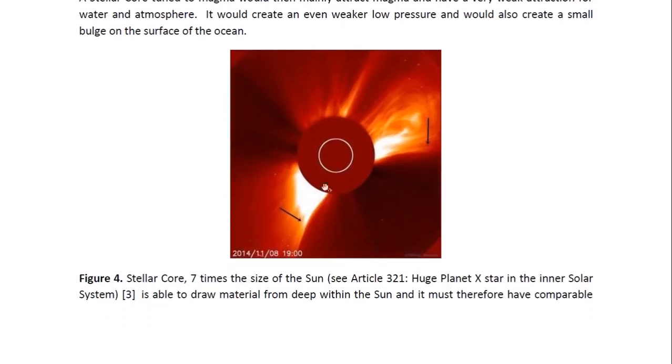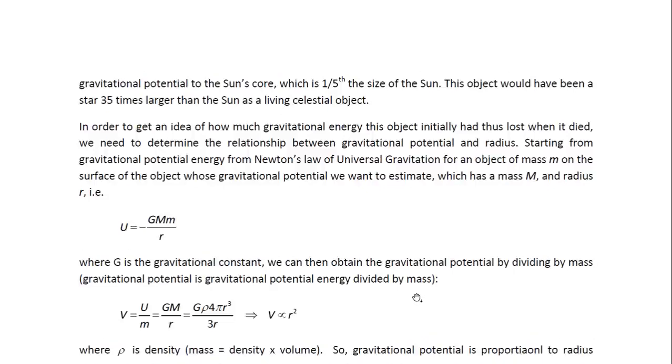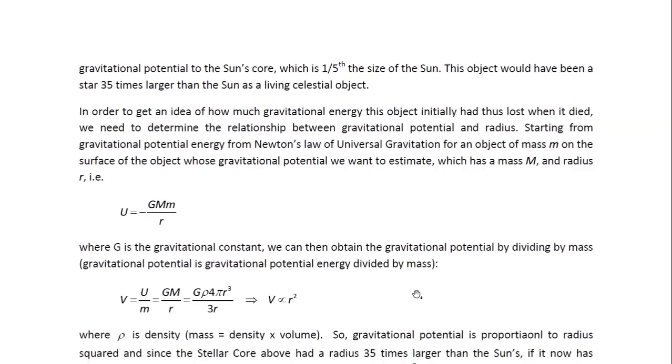Now here you see one of the largest stellar cores that have come in towards the Sun. It obviously has a gravitational potential which is comparable to the Sun, and the Sun reacted strongly to it, so it's likely to have a gravitational potential which is similar to the Sun's core's own gravitational potential because it had such an explosive effect on the Sun. Now, this object turned out to be 7 times the size of the Sun. You may look at Article 321 for how I estimated that. And it is able to draw material from deep within the Sun.